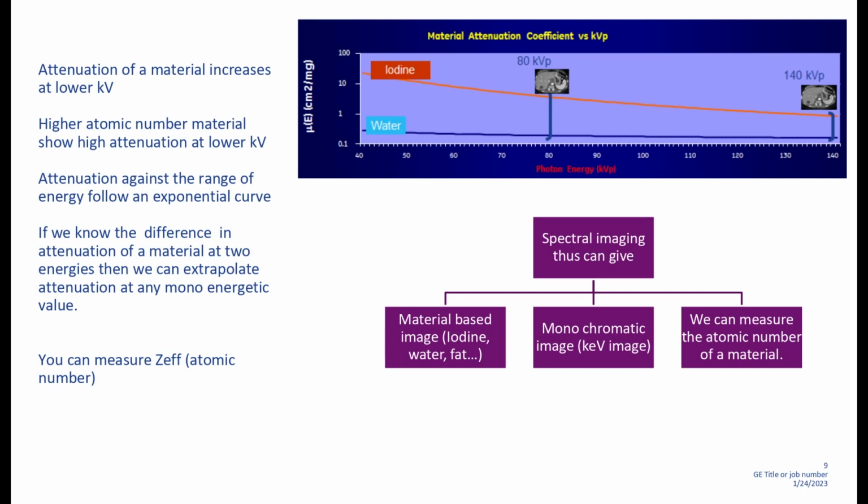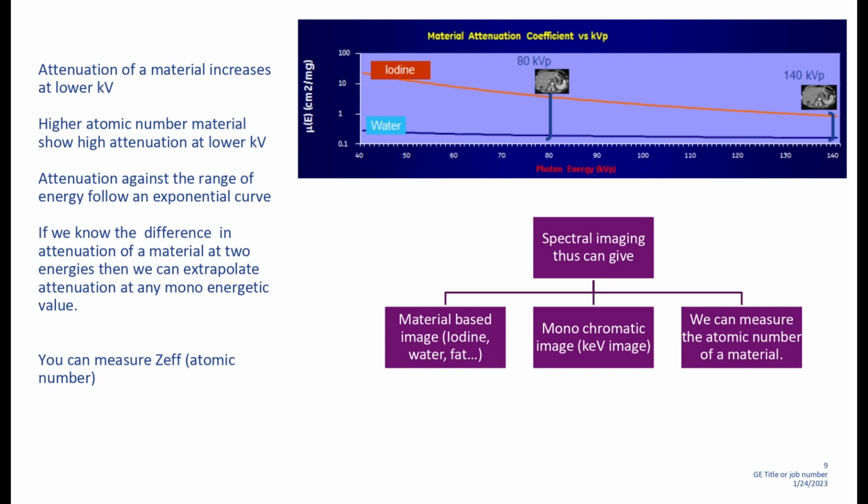And of course, once you have done this acquisition, you can put an ROI and measure the atomic number of that material. For example, the atomic number of a renal stone: 6.9 is uric acid, 13 plus is calcium oxalate. So if you put an ROI, you can measure the atomic number of a material. So it's very specific.